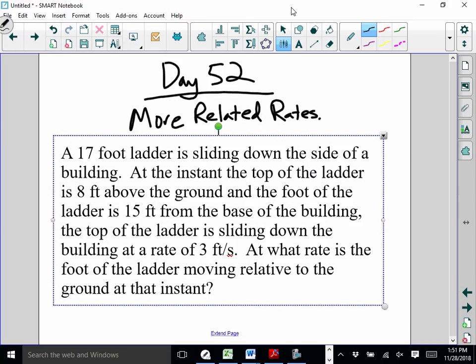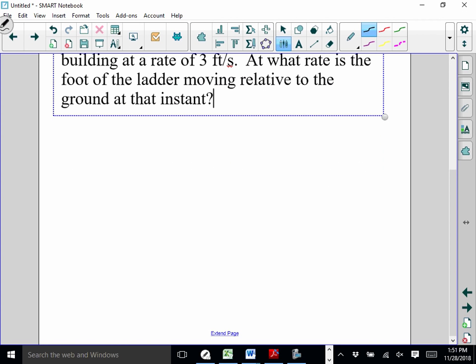This is a problem where it might be a good idea to make a sketch and see what is going on. So here's what we have. I'm going to go ahead and sketch a little picture. Here's my building. Here's the ground. And I have a ladder that's sliding down this building, right? Maybe somebody was trying to work on their house and it was icy out. Uh-oh, the ladder starts slipping.